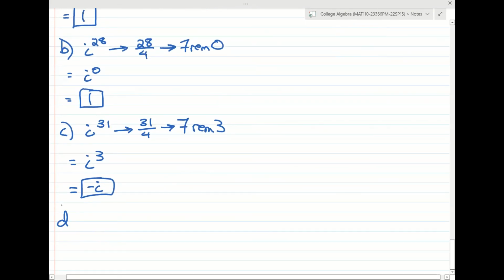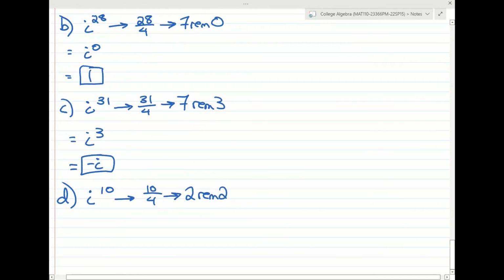One more of these. I just wanted to do a couple more different types to wrap things up here. What about if we had i to the 10th? What would be the remainder if we divided 10 by 4? It goes in twice with a remainder of 2, right? So you would say your answer is i to the 2nd, which we said was negative 1.